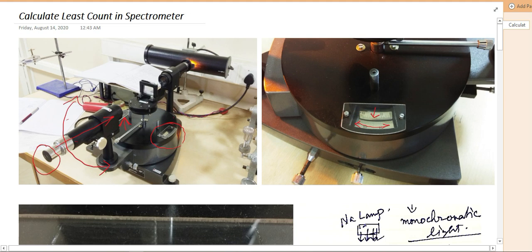So the circular scale is attached with the telescope, with this frame, and the moment I rotate the frame, then this circular scale here in this window, the lower scale, rotates, and this rotation I showed you in the last video.